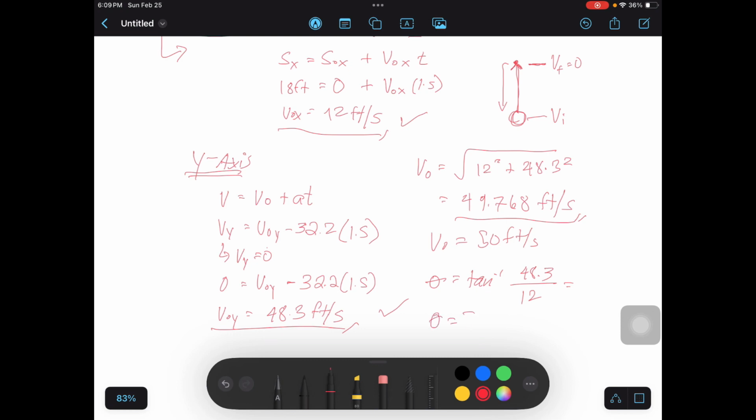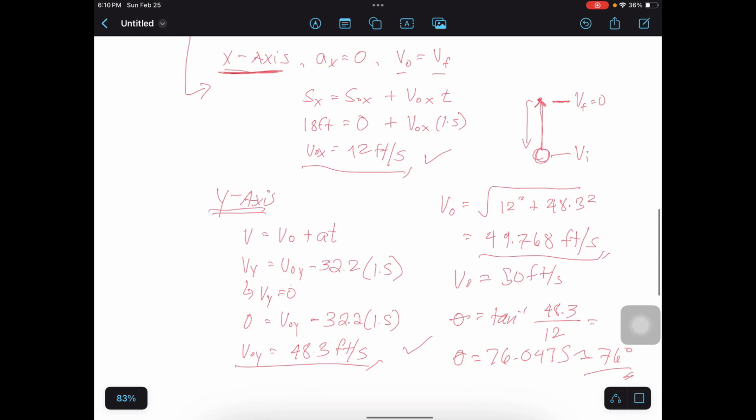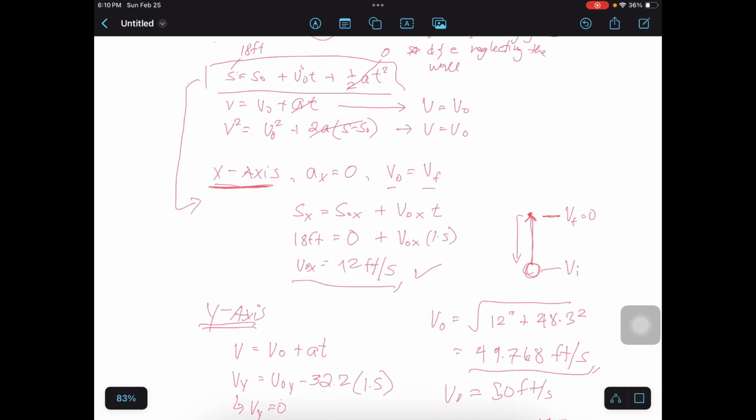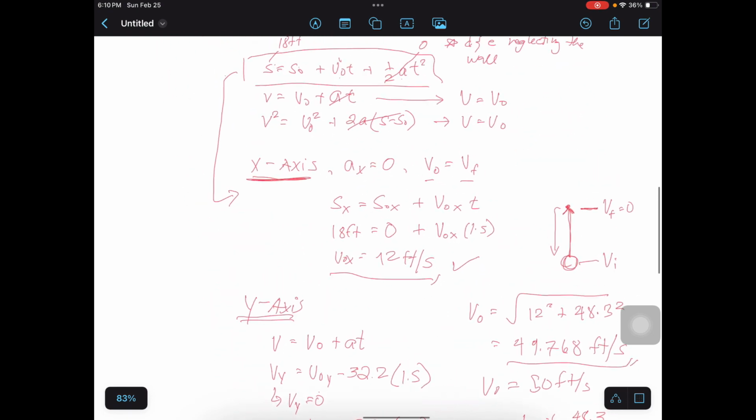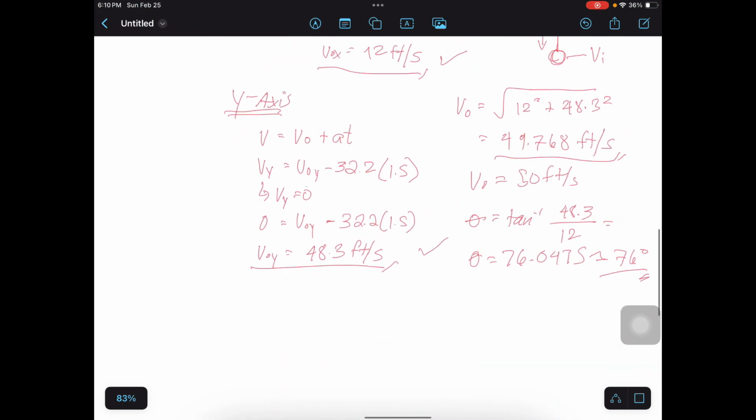So, our angle is 76.0475. So, we can just say 76 degrees. So, nakuha na natin yung dalawa. So, let's get H naman. Ano pwedeng natin gamitin? Formula to get H. Siyempre, this one. Let's use this equation for the y-axis.